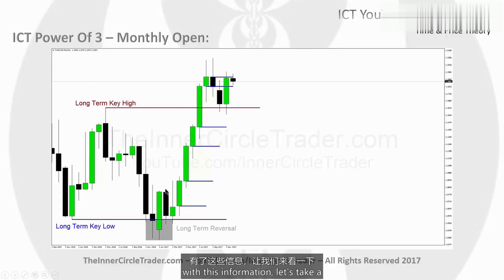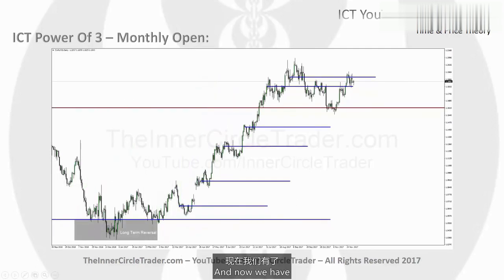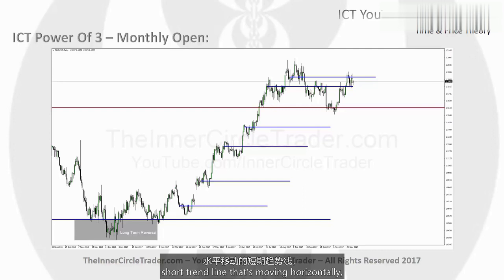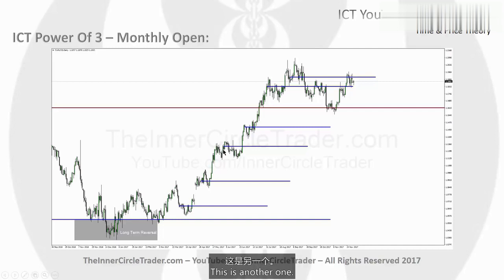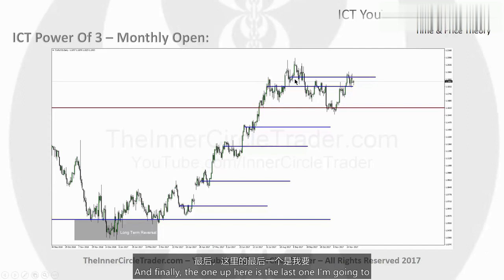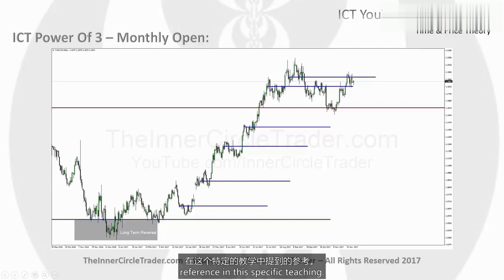So with this information, let's take a closer look. And now we have the daily chart of the Eurodollar, and what I have here is every specific monthly opening price delineated with a small horizontal trend line segment. So each little short trend line that's moving horizontally, starting with this one here, represents a monthly open. What's the opening price of the month? And this is another one, another one, another one, and finally the one up here is the last one I'm going to reference in this specific teaching.